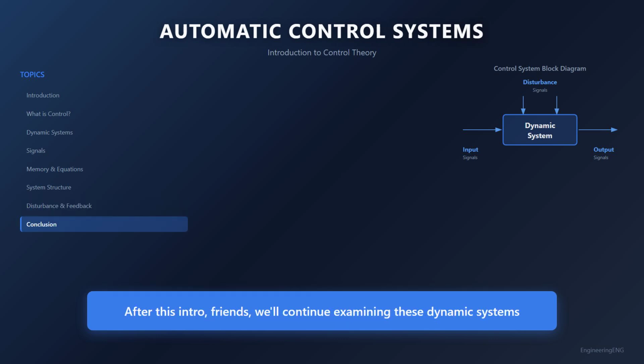After this intro, friends, we'll continue examining these dynamic systems in the following questions. In this way, we've introduced our control lesson.